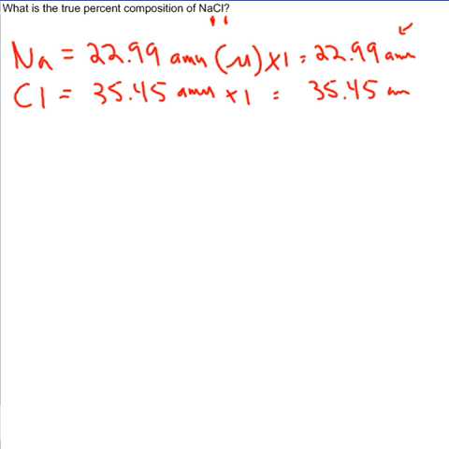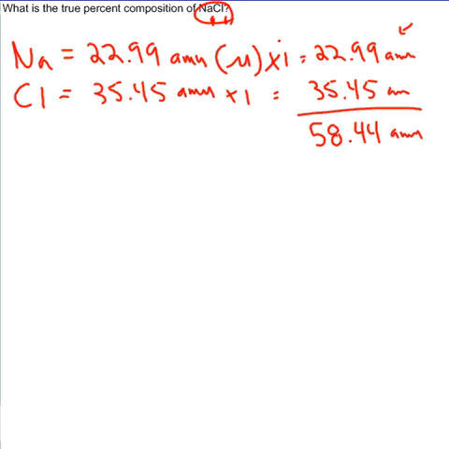Now, to find the total mass of the entire molecule, NaCl, we need to add these two things up, which is what we would do if we had to multiply by any other number than 1 in the same case. So if we do that, we get 58.44 AMU. We're almost done at this point.